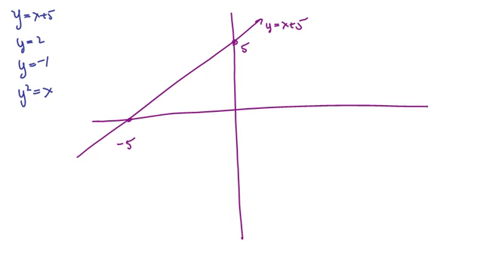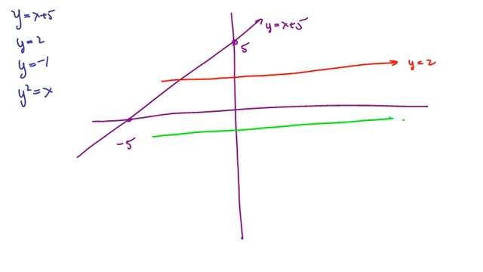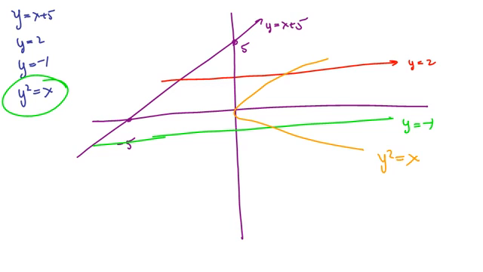And then I've got y equals 2, which is approximately here. And y equals negative 1. Let me extend that there. And y squared equals x, which is a sideways parabola. It's not actually a function, it's a sideways parabola.